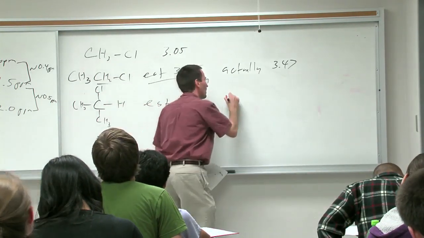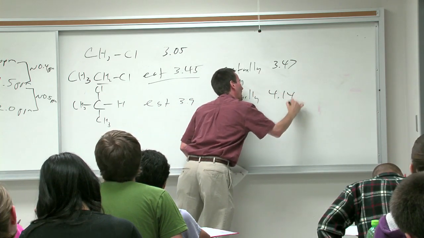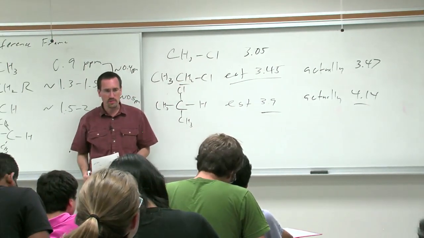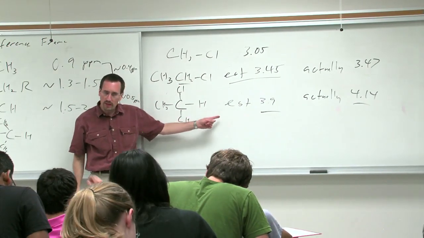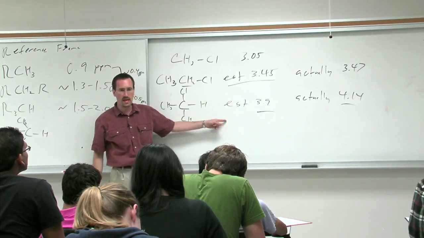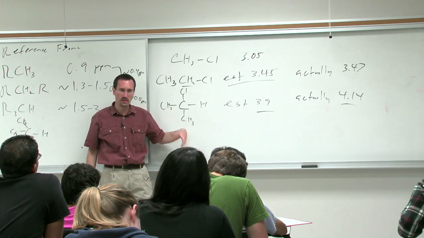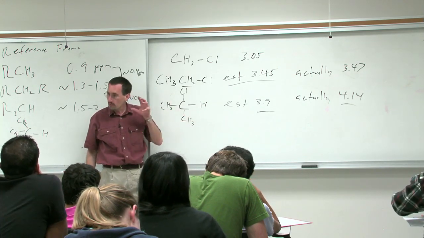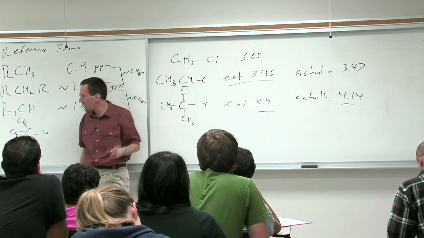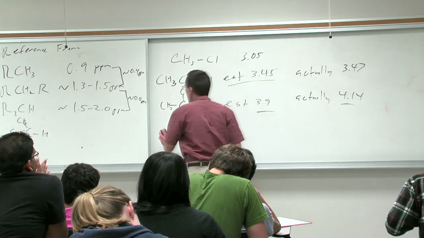Great. And the actual is 4.14. And guess what? That's good enough for reading a spectrum. Because now you look at a peak and you say, oh, that peak's about 4.0 ppm. That's probably not a methyl group next to something electron withdrawing. It's probably something that we're already further downfield. I want to give you a couple of other base values and then we'll have some fun with them.